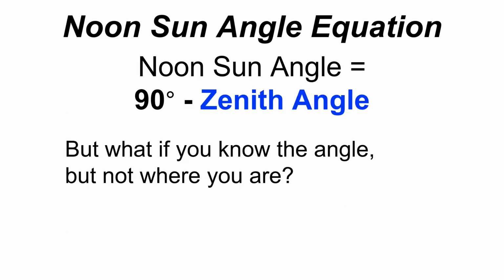All right, when I started this, I said there's 3 elements: the noon sun angle, your latitude, and the latitude of the subsolar point. If you know 2 of those, you can solve for the 3rd. So what if you know the noon sun angle, and what if you know where the subsolar point is, and I don't know how you've done this, but you don't know where you are.